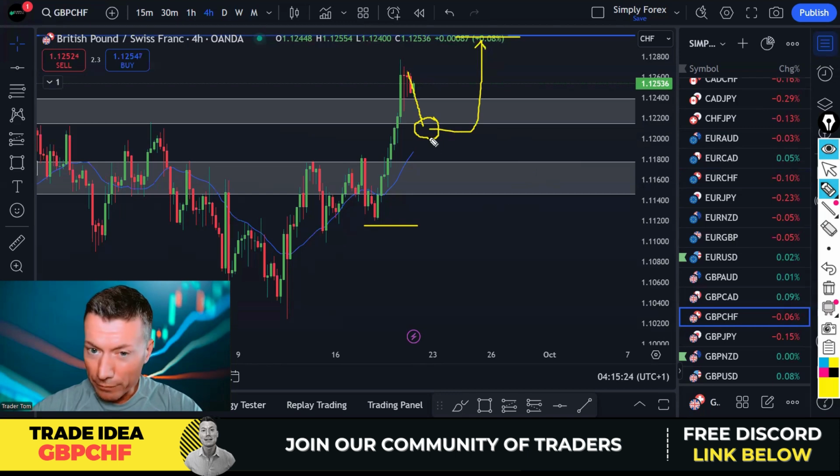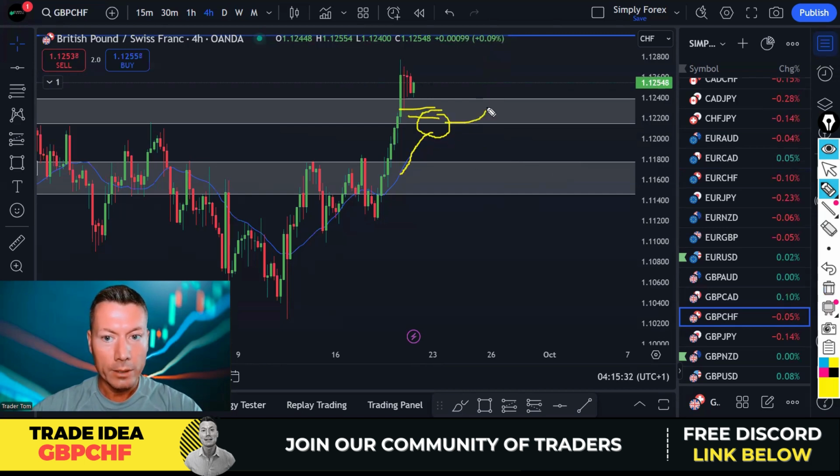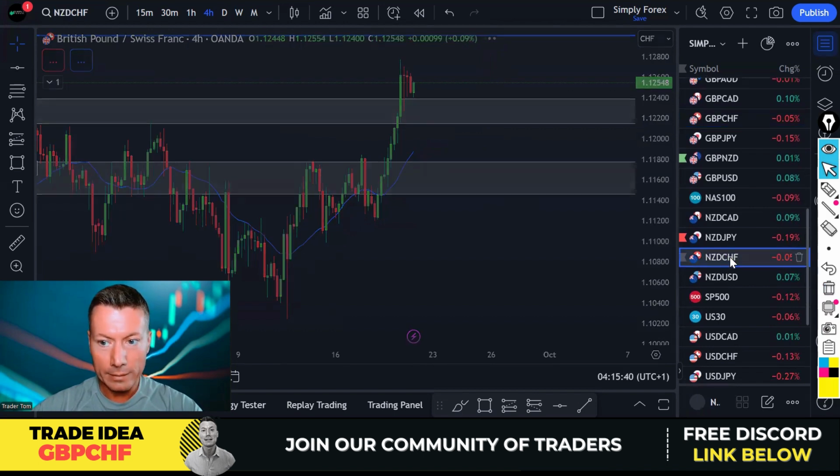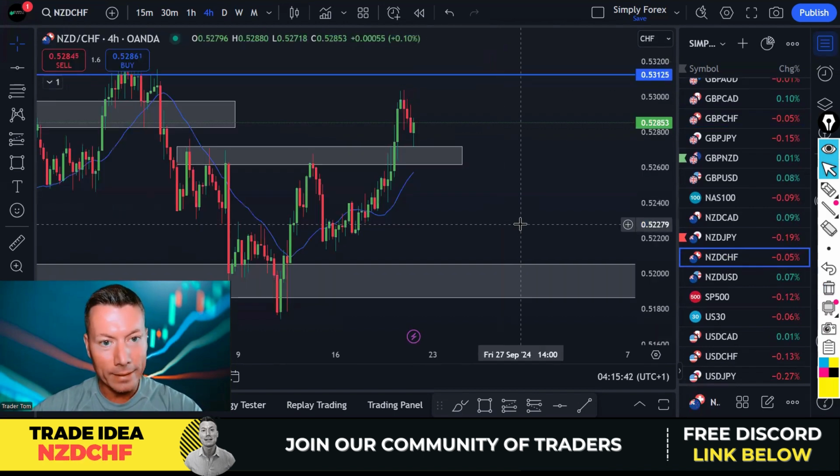So just looking for a retrace. This grey zone would be a nice area. Even the moving average 20 catching up, somewhere in here, we can start buying. So that's pound Swiss franc. And then the last one is New Zealand dollar Swiss franc. Swiss franc is weaker than a wet paper bag.